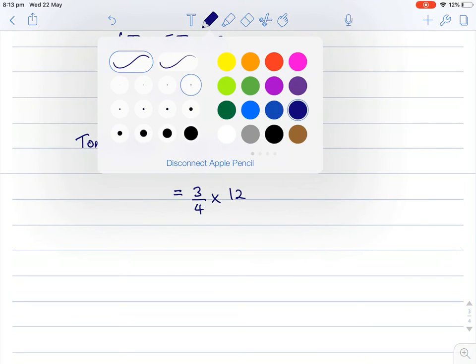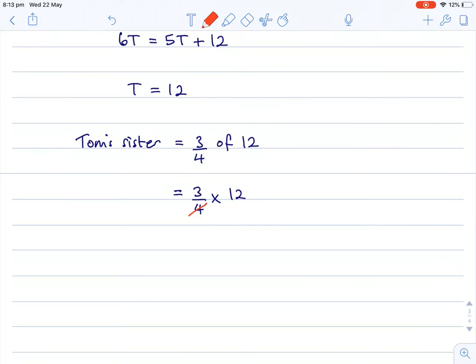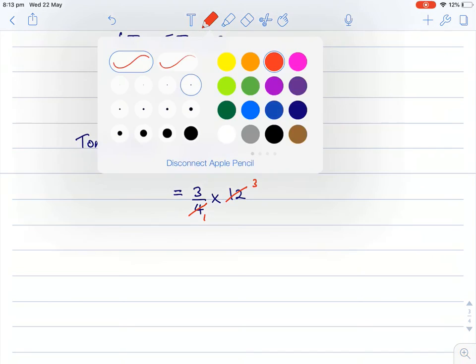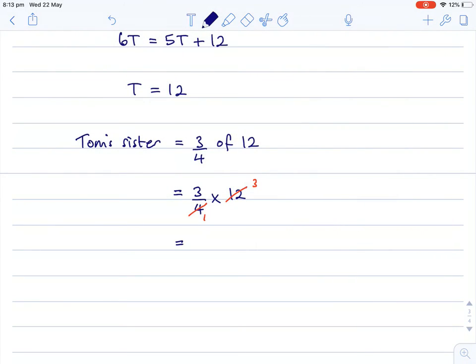And we can actually cancel a few things here. We can cancel the 4. 4 goes into 4 once. 4 goes into 12 3 times. So what I'm left with is 3 multiplied by 3, which is 9. So Tom's sister is 9 years old.